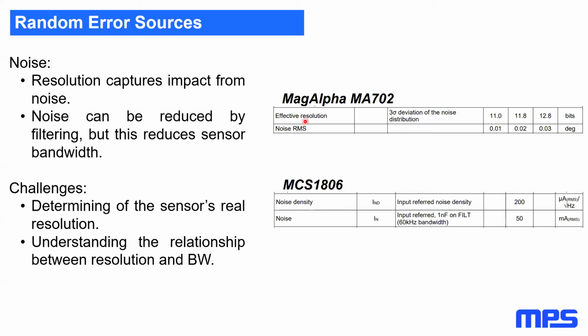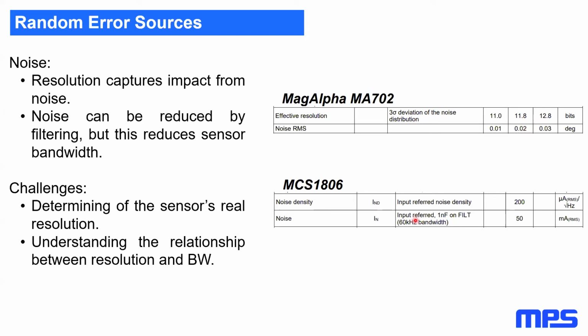The position sensor captures noise by effective resolution. So you have an RMS noise, which typical for this type of part, this is a Hall-based part, is 0.02 degrees, which gives an effective resolution of 11.8 bits. That's essentially the plus minus 3 sigma deviation of the noise. It says, hey, within 99.8% of the time, I can detect a difference in angle that is 11.8 bits. So 360 divided by 2 to the 11.8, 0.02 degrees.